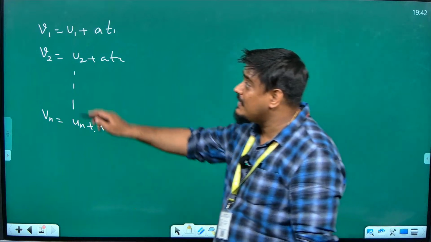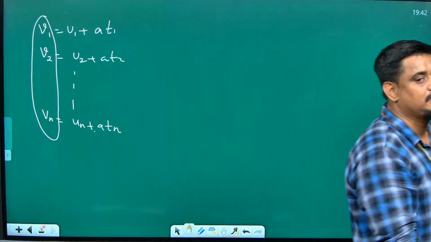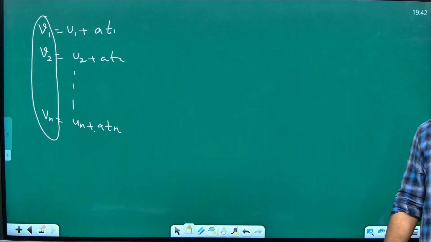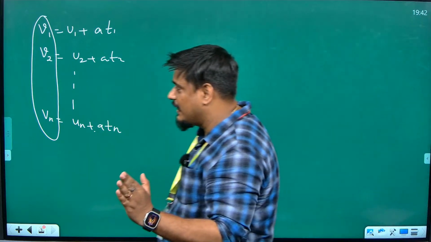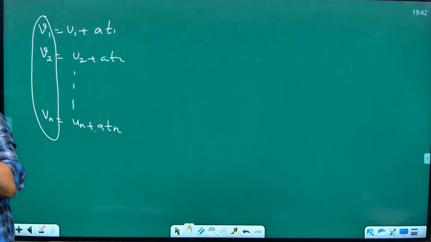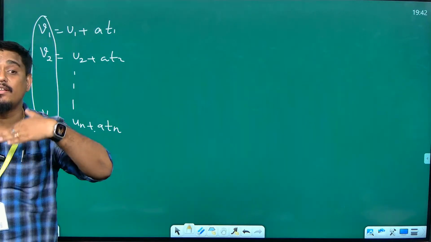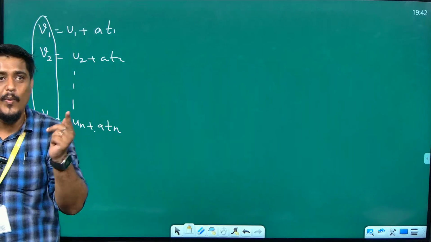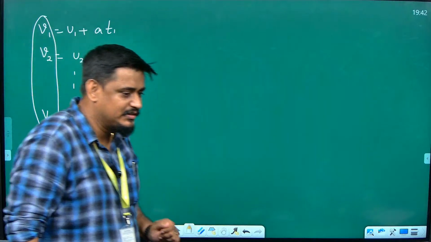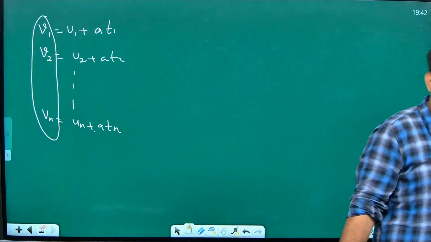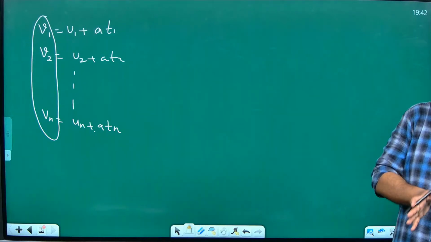If I find the average of all these velocities, that is known as drift velocity. It means drift velocity is the average of all the velocities with which the electrons are drifted when subjected to an external electric field. Now, to remember this definition, understand what is happening. The moment you apply the external electric field, electrons get drifted.